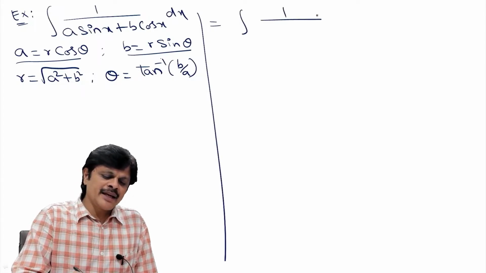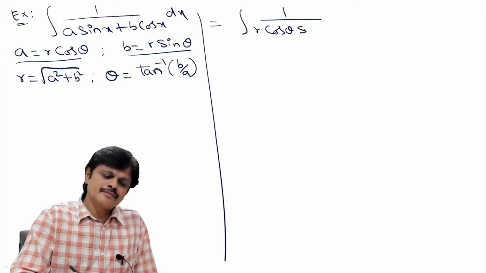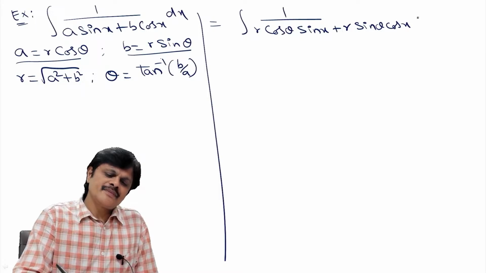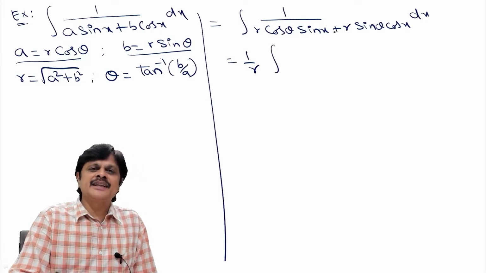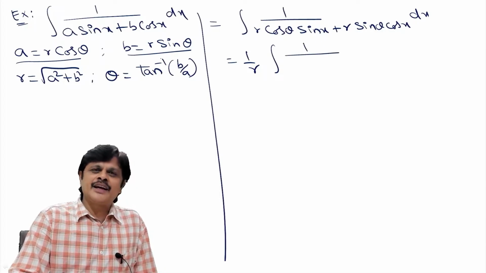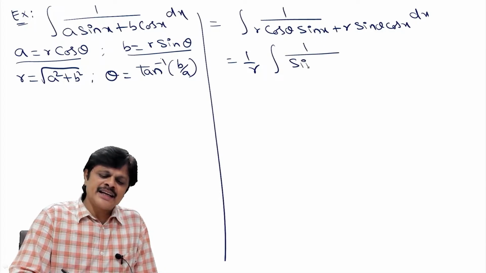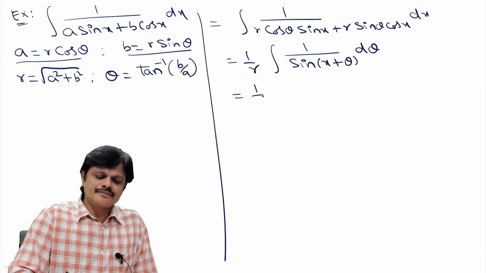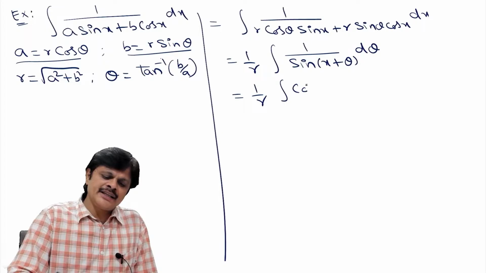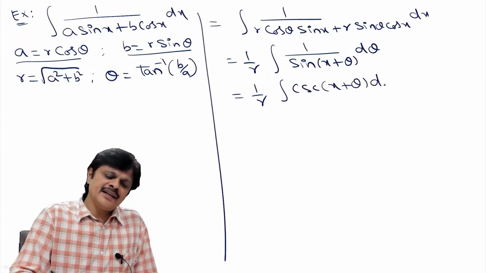So what is it? 1 by r cos theta sin x plus r sin theta cos x, dx. If you take 1 by r common, it is cos theta sin x plus sin theta cos x. That is sin a cos b plus cos a sin b, which can be written with the sin a plus b formula: sin of x plus theta. And that is nothing but cosecant of x plus theta, dx.